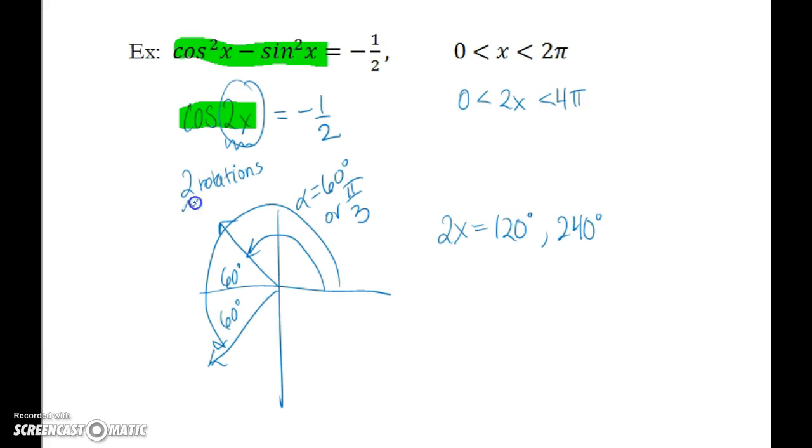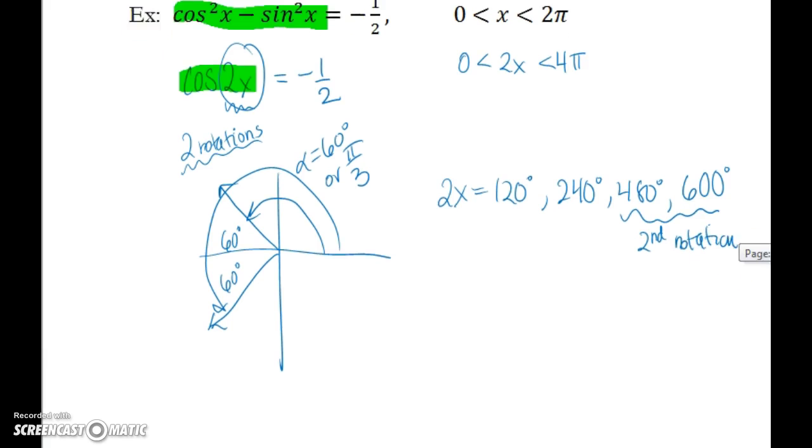Now the 2 indicates that we're going around our circle twice. So we're going to add a second rotation. And in our second rotation, we're essentially adding 360. So if we start at 120 degrees and add 360, we are now at 480 degrees, which is another solution. And if we take 240 and add 360, we're at 600 degrees. So we have 4 solutions because we have 2 rotations. These 2 last measurements are what we get on our second rotation.